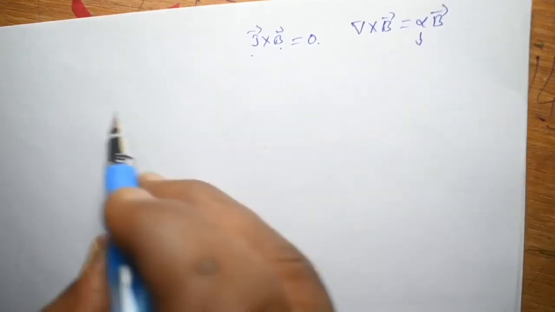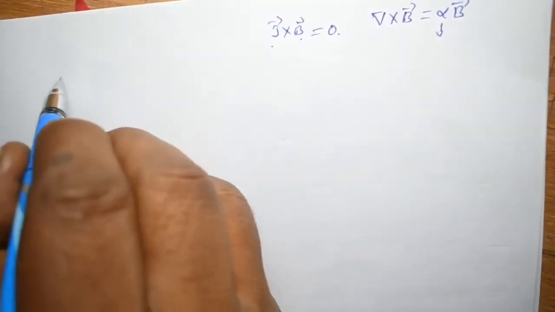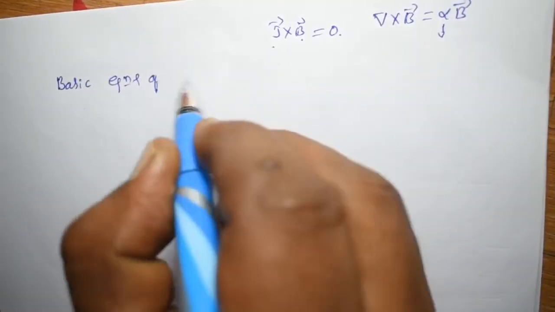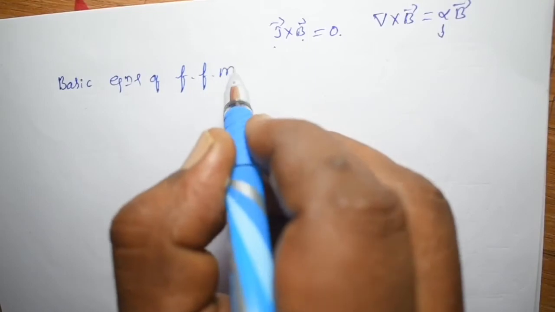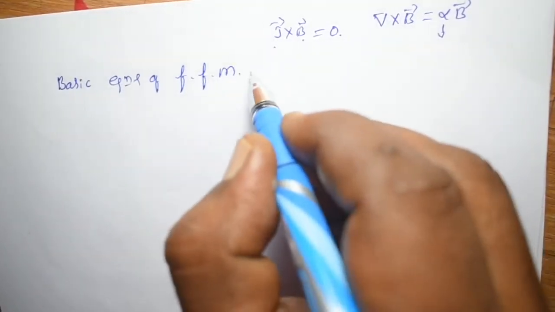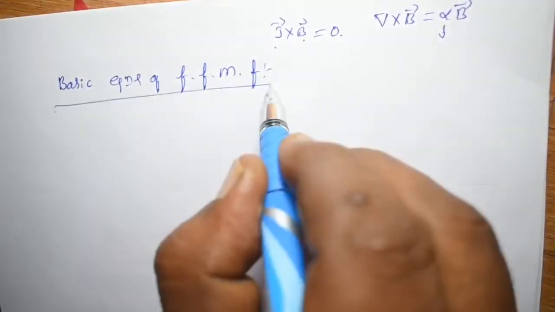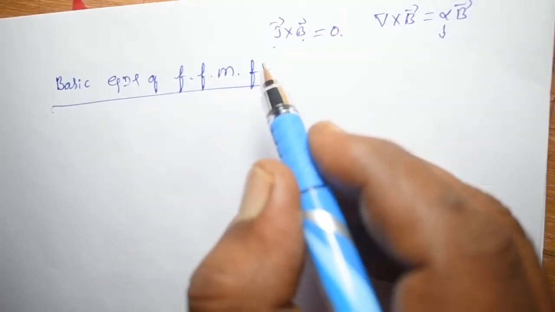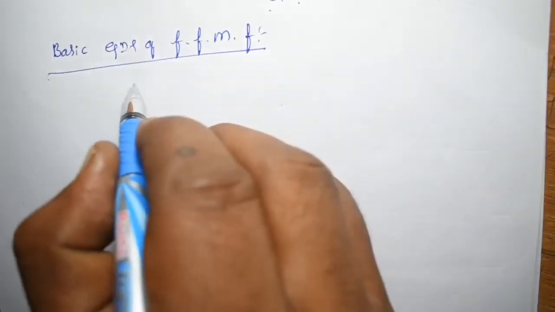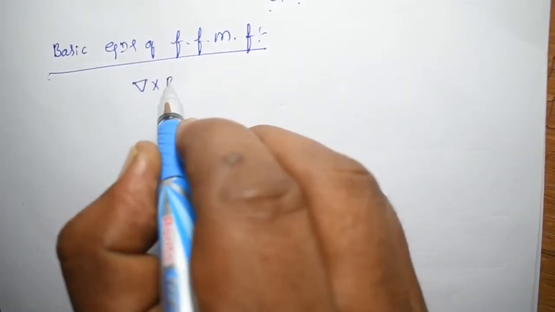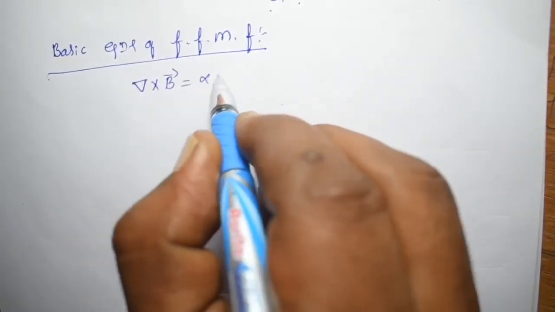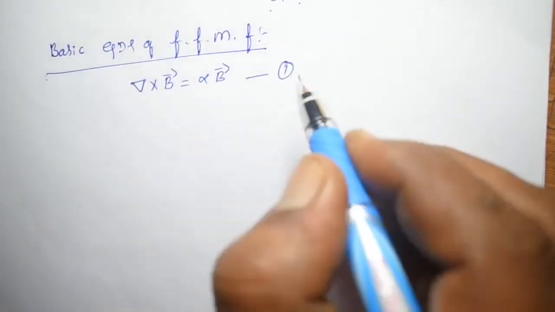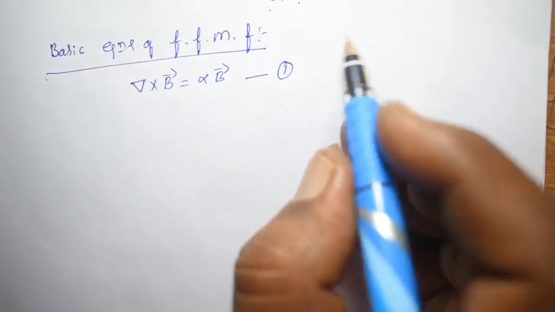Now today I am going to derive the basic equations of force-free magnetic field. By the definition of force-free magnetic field, as we proved yesterday, del cross B is equal to alpha into B. Call this equation number 1.